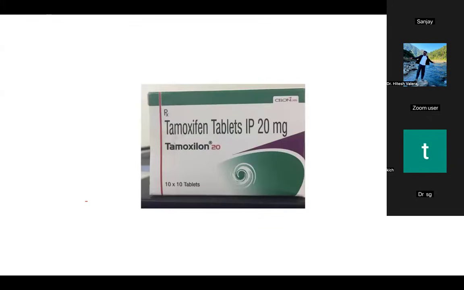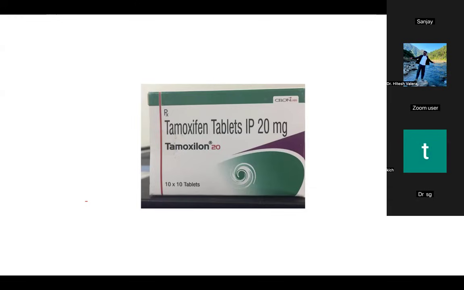Now, coming to tamoxifen. Tamoxifen is another drug that is commonly asked in these exams, that you need to be prepared for. Tamoxifen is a selective estrogen receptor modulator, right? So based on the site, tamoxifen can have antagonistic effects or agonistic effects. It has an agonistic effect on the liver, bone, uterus, and hypothalamus, and it has an antagonistic effect on the ER alpha receptor of the breast tissue.